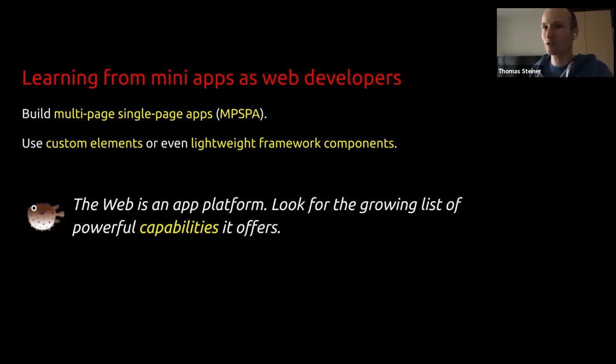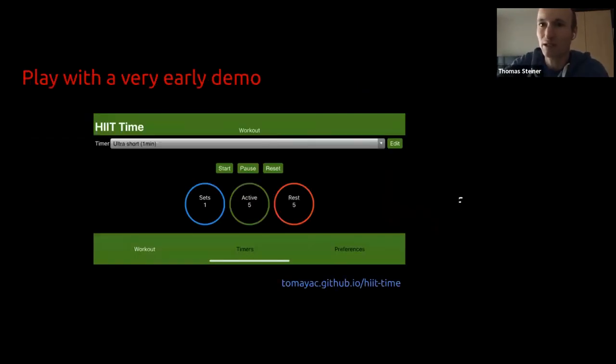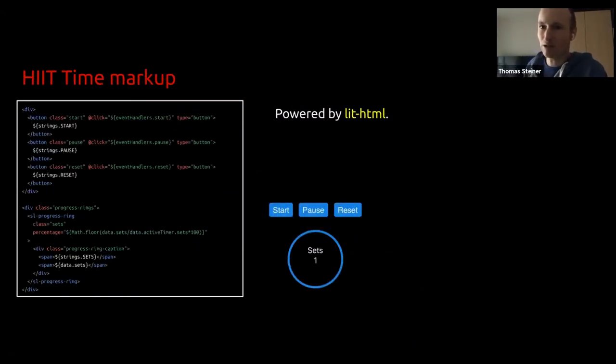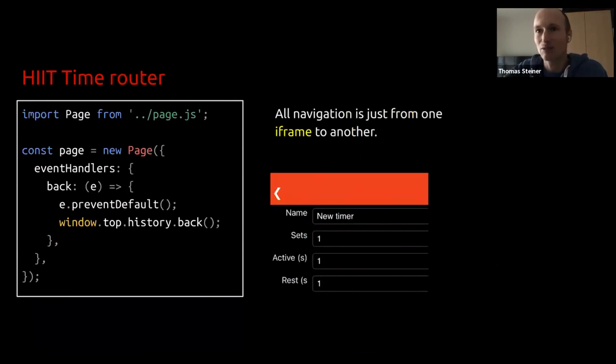Use custom elements or even just lightweight framework components, because declarative layout makes your life so much easier, especially if I just go back a couple of slides, especially if you look at the progress ring markup here. Your data logic somehow figures out what is the number of sets, so data.sets, and then the view just automatically updates. And lit-html renders really just the changed things. So you don't need any kind of virtual DOM diffing or anything. It's just powered by lit-html directly.